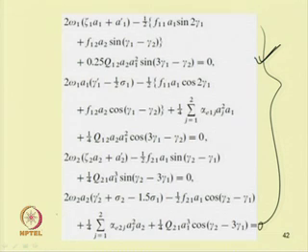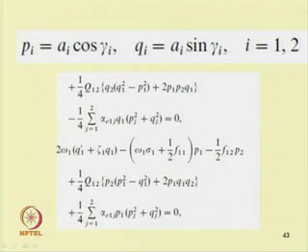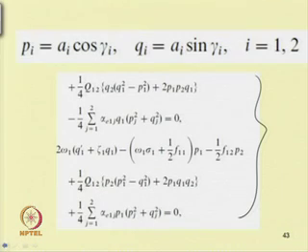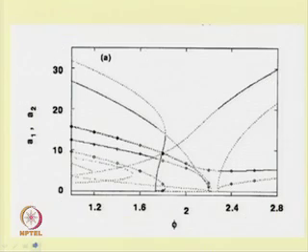To overcome that, one can use this transformation. Here Pi equal to Ai cos gamma i and Qi equal to Ai sin gamma i has been taken. Then one can write the equations in terms of P and Q, and one obtains these 4 equations. Using these 4 equations, perturbing them, one can find the Jacobian matrix and study the stability. In this case one can plot A1 and A2.